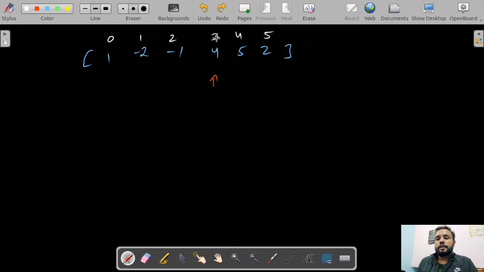Okay, index 3 contains number 4, sorted. Index 4 contains number 5, sorted. Let's move forward.